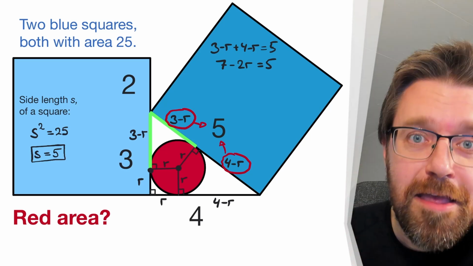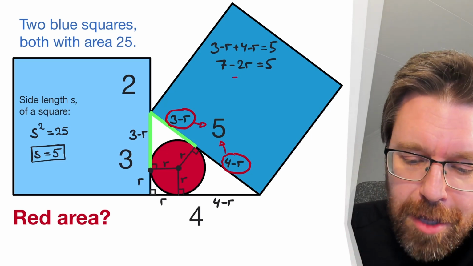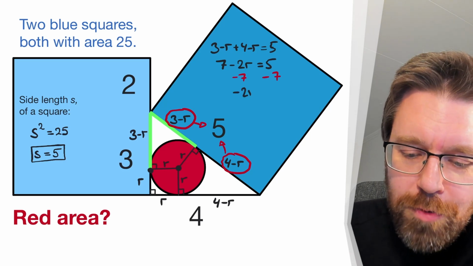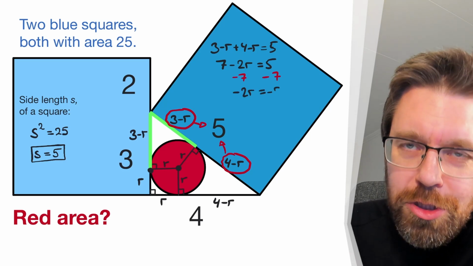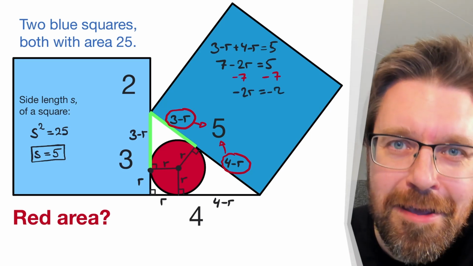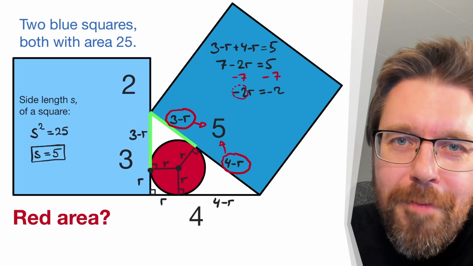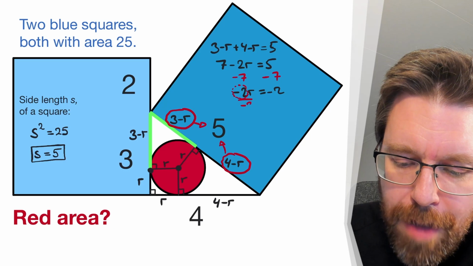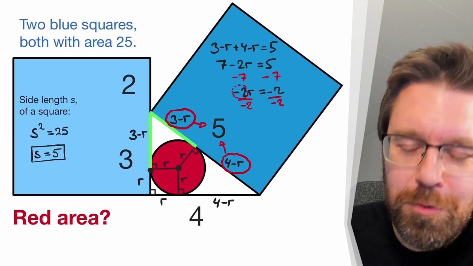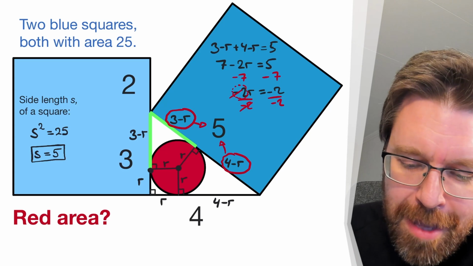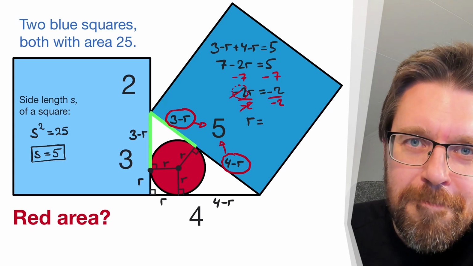We subtract 7 from each side in this equation. Minus 2r equals minus 2. And then we divide both sides by minus 2. So divide by minus 2, divide by minus 2. They cancel each other out on the left, and then we have it. We have r equals 1.